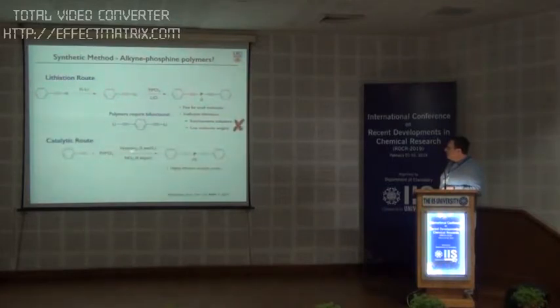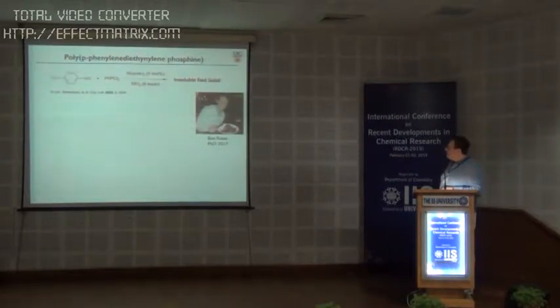We came across this catalytic reaction from a Russian group. And this is a really great reaction. It uses a nickel catalyst to couple a PCl2 with an alkyne. And this is what we're going to choose to make our polymers. And we have to make a bifunctional monomer. Two bifunctional monomers, we should be able to make a polymer. And so we did that.